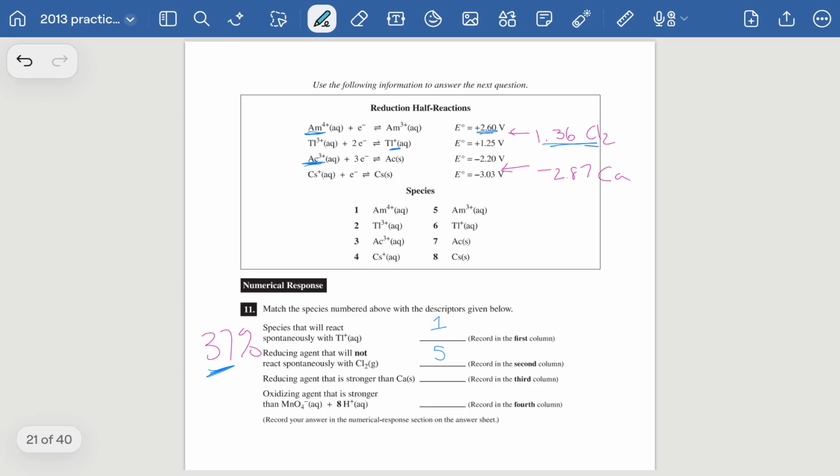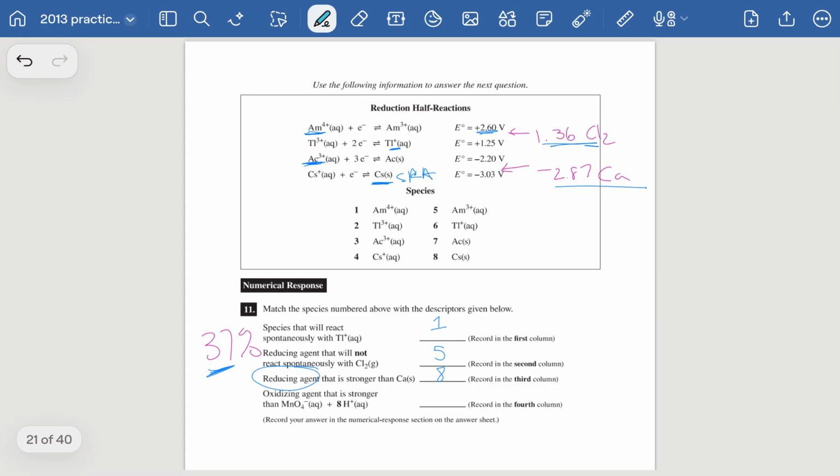A reducing agent that is stronger than calcium. So calcium's not on there. If we did place it, it would be between the last 2 reactions. So something that is stronger than calcium would be our options that are listed there. And strongest reducing agent is bottom left. So the only option is Cs. So that is number 8.